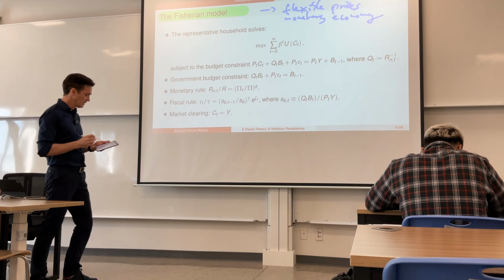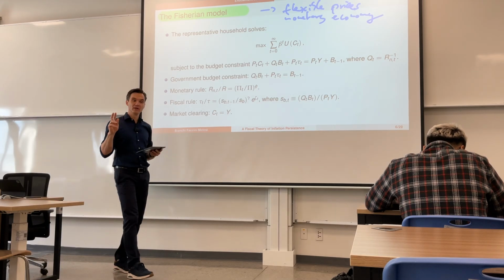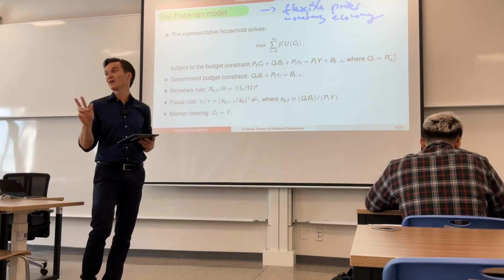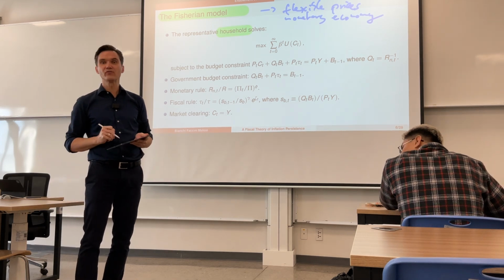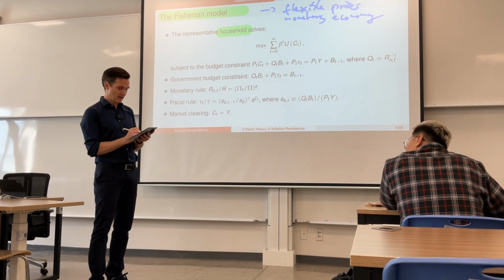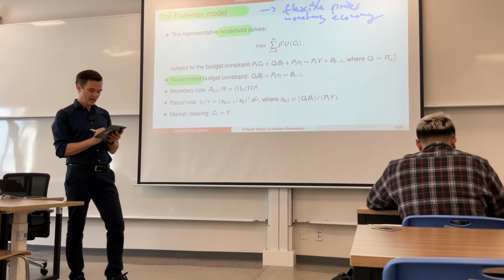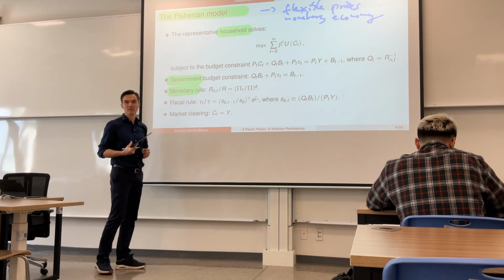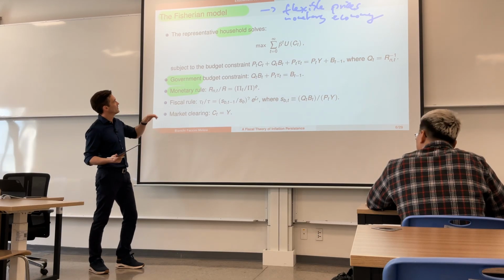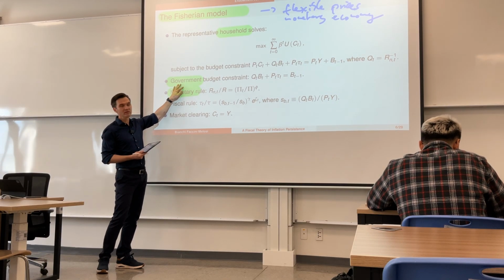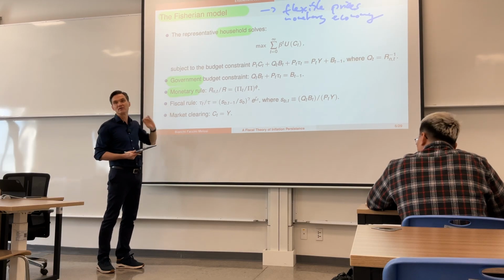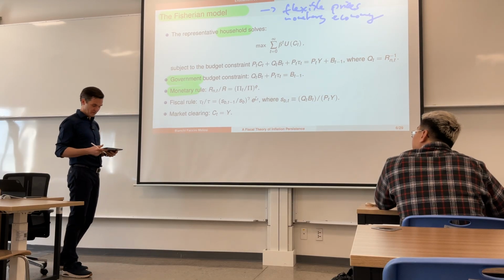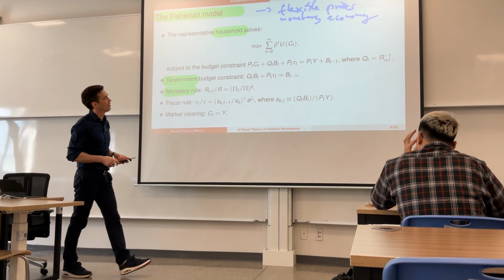And in this model, there are three types of players, or three entities, three different types of agents. There are households, then there is a government, representing fiscal policy, and then there is a central bank, representing monetary policy. So let's start with the households. What are the households caring about here?